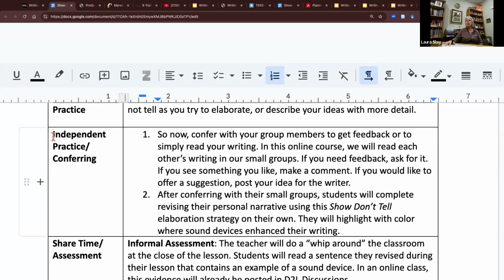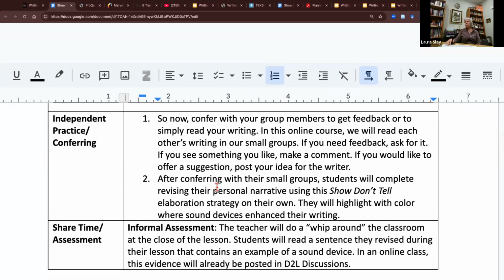So now they move into the independent practice, and all during independent practice, you're also conferring, peer conferencing or teacher-student conferencing. So now confer with your group members to get feedback or simply read your writing. That's what you guys did or were supposed to do. In this online course, we will read each other's writing in our small groups. If you need feedback, ask for it. If there's something you like, make a comment. If you would like to offer a suggestion, post the idea for your writer.